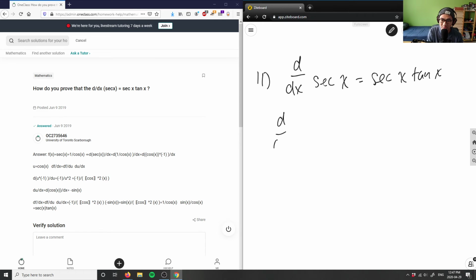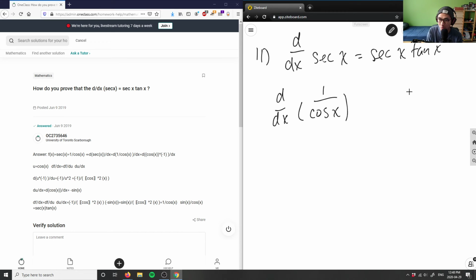So I know that the derivative of secant x also equals the derivative of 1 over cosine x, right? This 1 over cos x equals secant x. That was simply the reciprocal trigonometric ratio for cosine, which is secant x. We can rewrite this as the derivative of cos x to the power of -1, right? If we're taking anything to the power of -1, it's simply 1 over that thing as well.